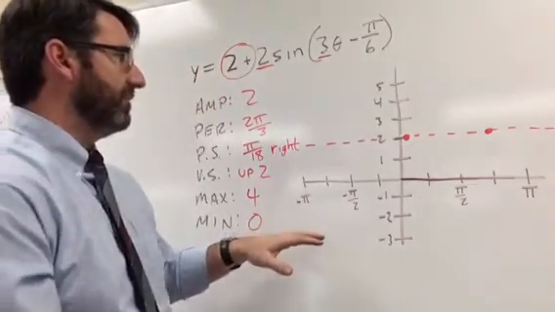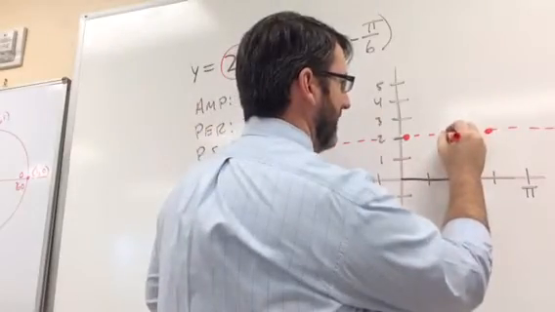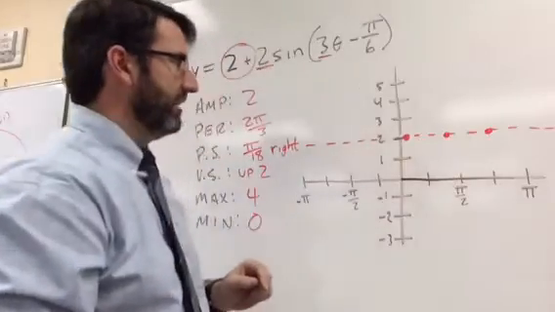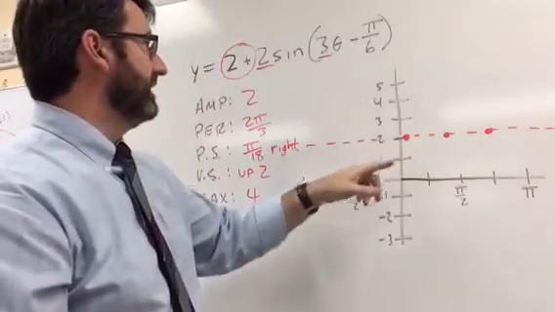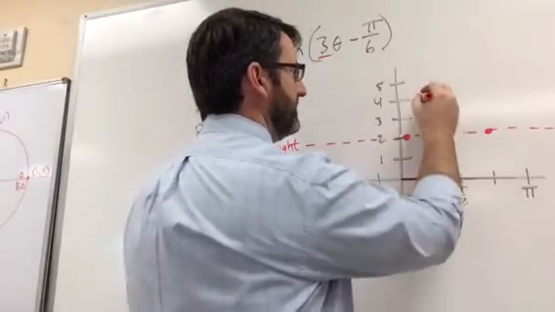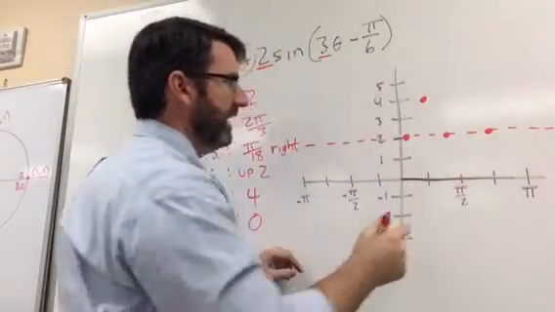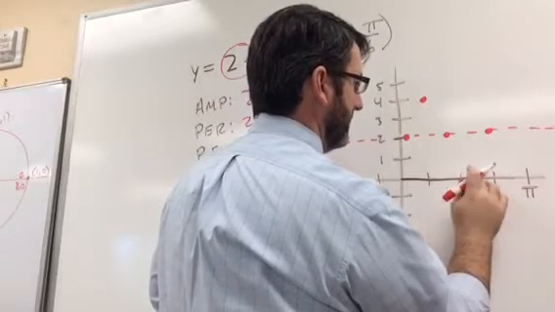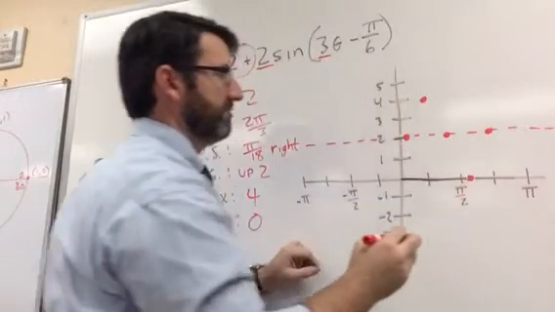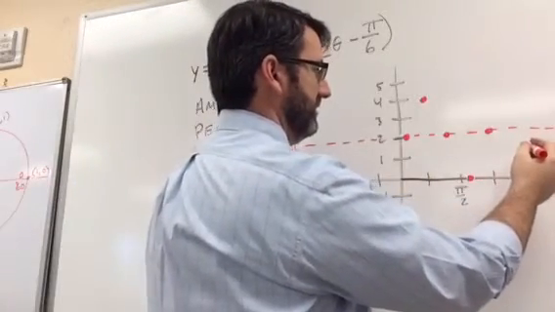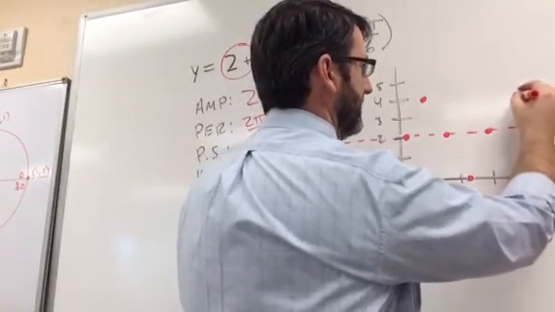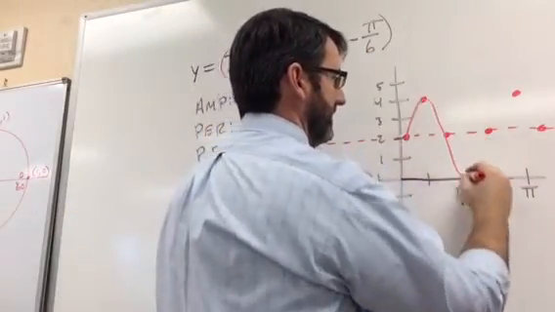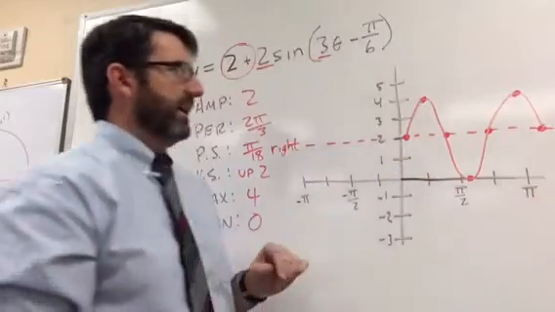All right, and then we're also going to be on the midline right in the middle there. So between those 2 points, we'll be on the midline, and then between these 2 points, we'll reach our maximum of 4, and between these 2 points, we'll reach our minimum of 0. And then the same pattern will continue on that way, so you're going to get a sine function that looks like that.